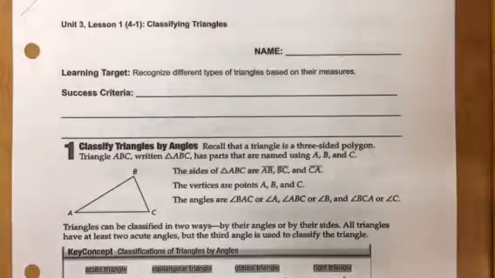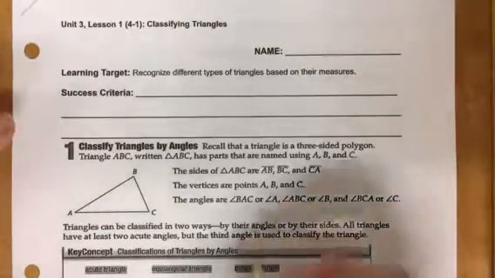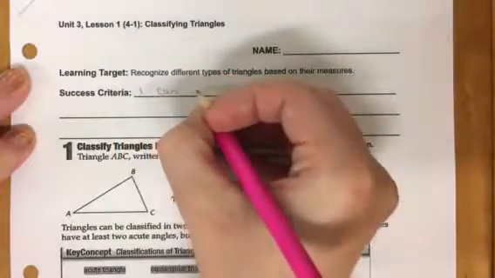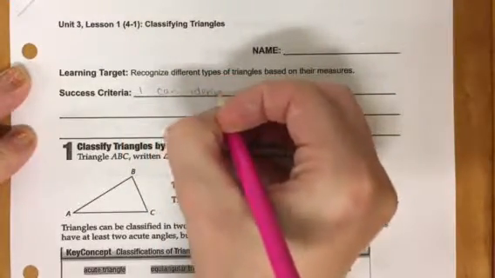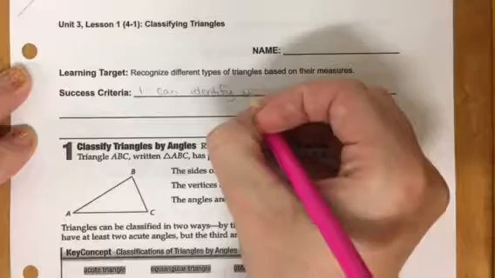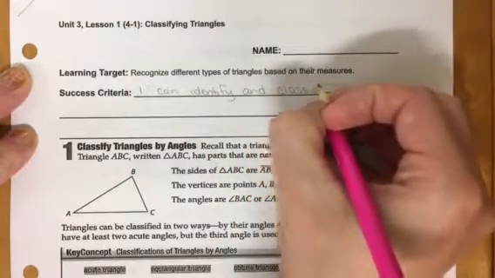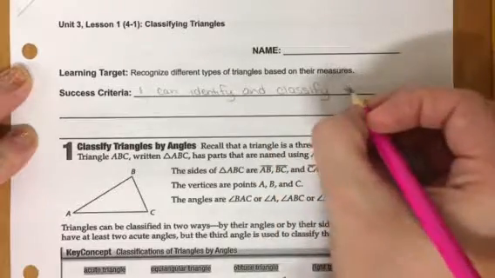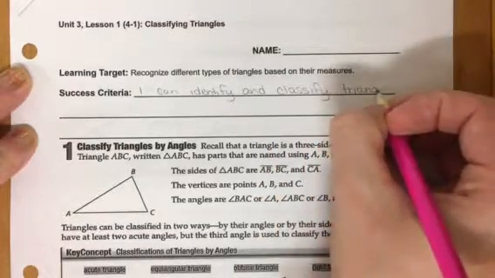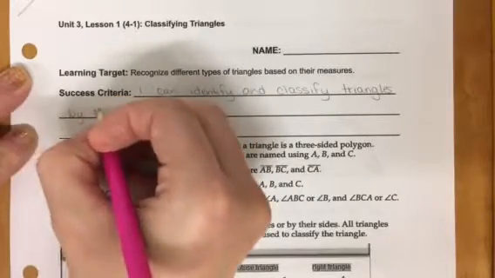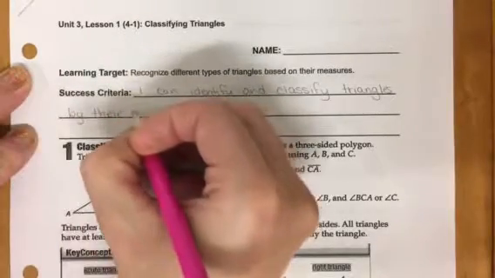Okay, today we're going to talk about the basics of triangles and how to tell what type of triangle we have using its angle measures and side measures. So we're going to be able to identify and classify triangles by their angle measures and their side measures.